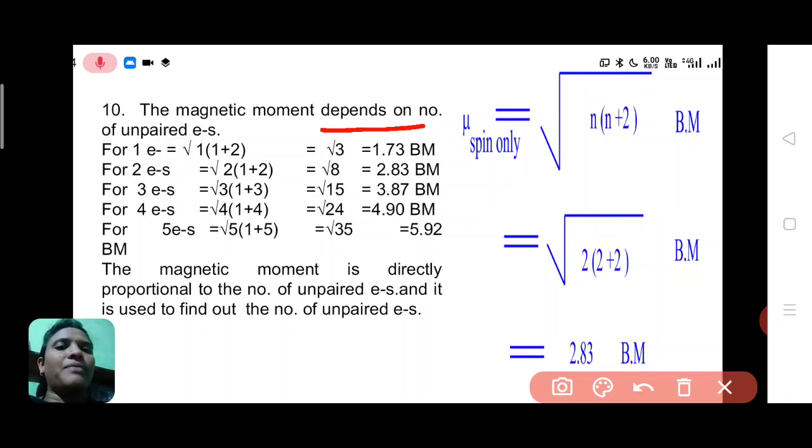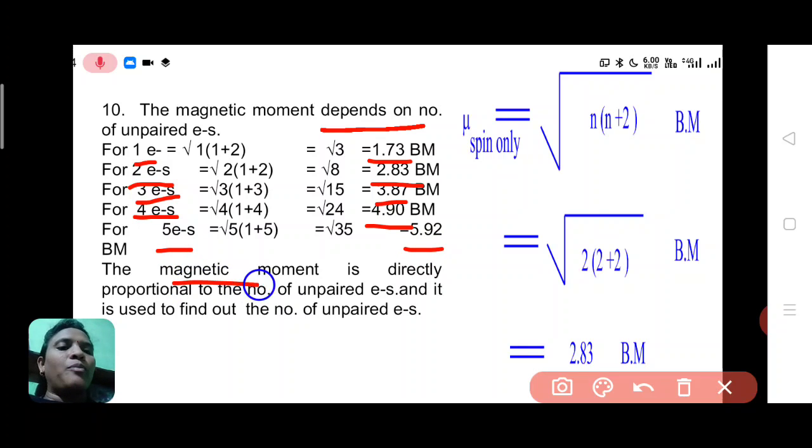So see here, if there is one electron, the effective magnetic moment is 1.73. If there are 2 electrons, the magnetic moment is 2.83. If there are 3 electrons, the magnetic moment is 3.87. If there are 4 electrons, the magnetic moment is 4.90. And if there are 5 electrons, the magnetic moment is 5.92.